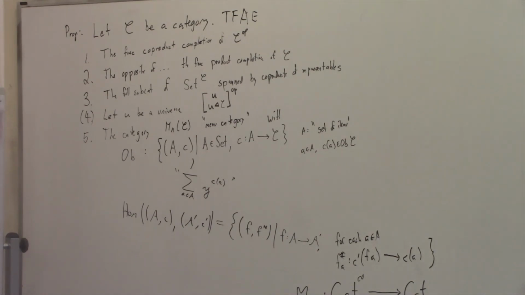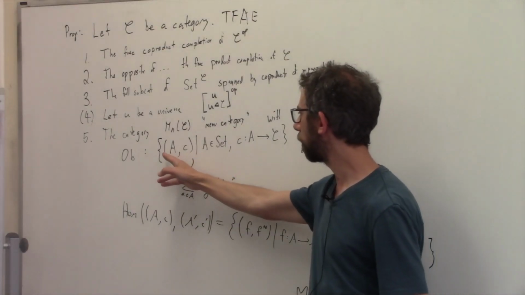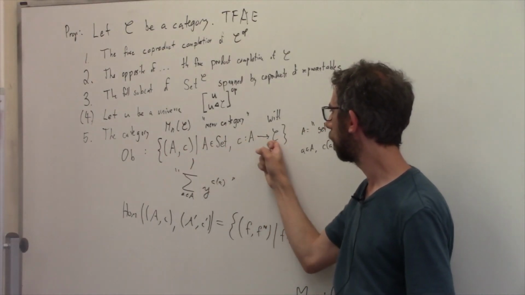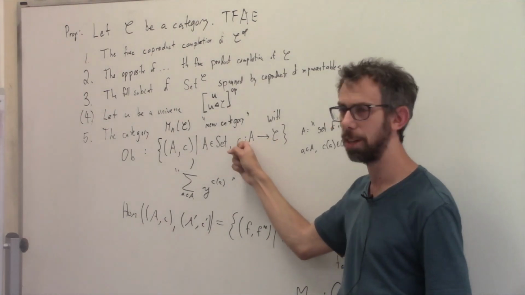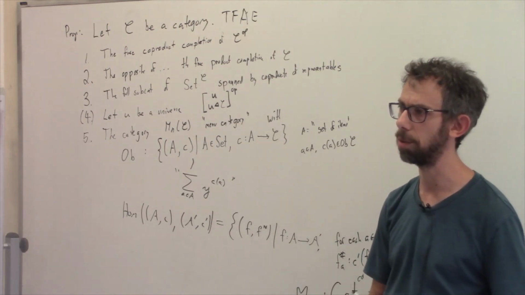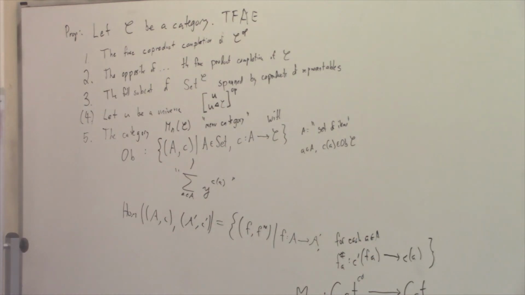OK, so what happens if you do this construction to the empty category? An object of it would be a set together with a functor from that set to the empty category. And if A is not empty, there are no functors from A to the empty category. But if A is empty, then you're OK. So this thing has just one object. Menu of the empty category is 1.